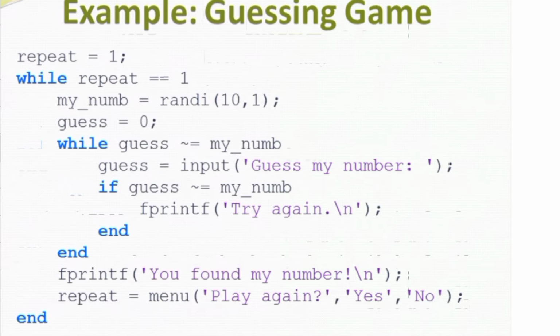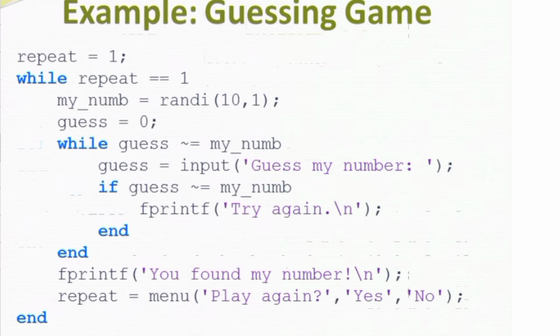So you can see we have nested while loops. The outer while loop allows you to play this game multiple times. The inner while loop controls the actual guessing portion. Okay? So while repeat is 1, that says we want to repeat the game and play again.